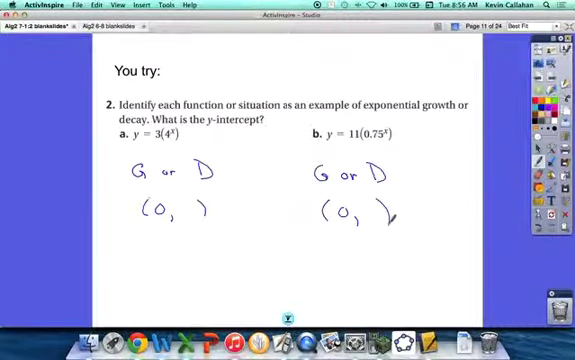What'd you say in the first one? Growth or decay? The 4 is greater than 1, so it's growth. What was the y-intercept? Say again? (0, 3). Right? How about the second one? Growth or decay? Right? So 0.75, less than 1, decay. What is the y-intercept? 11.